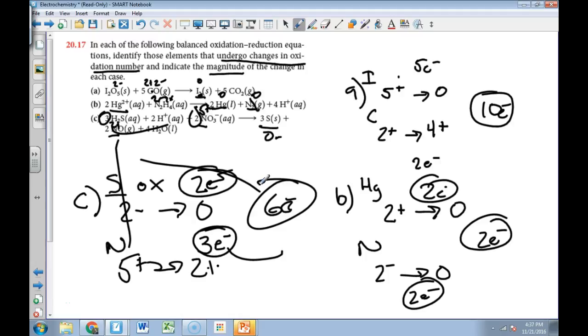Okay, so that shows you how to calculate the number of electrons being transferred for use maybe later on in some of the formulas that we have.